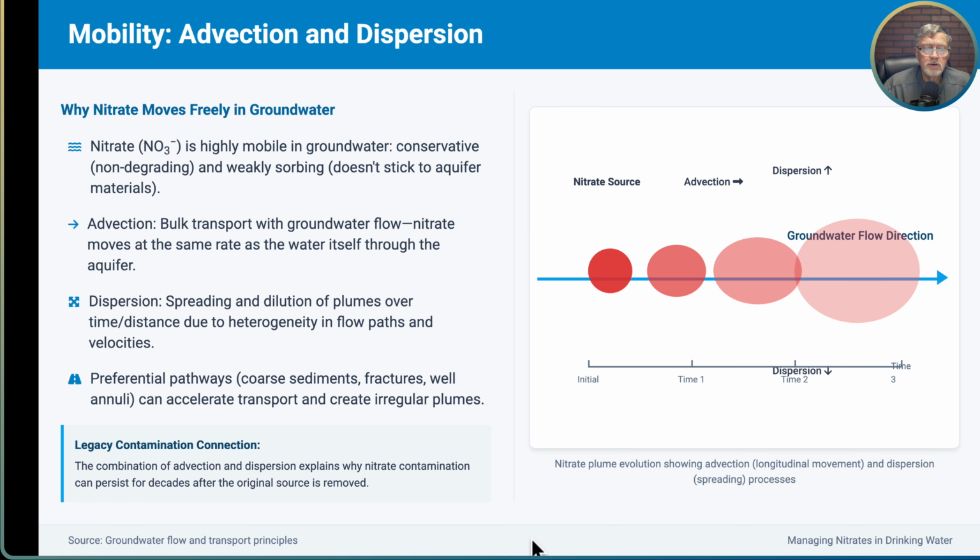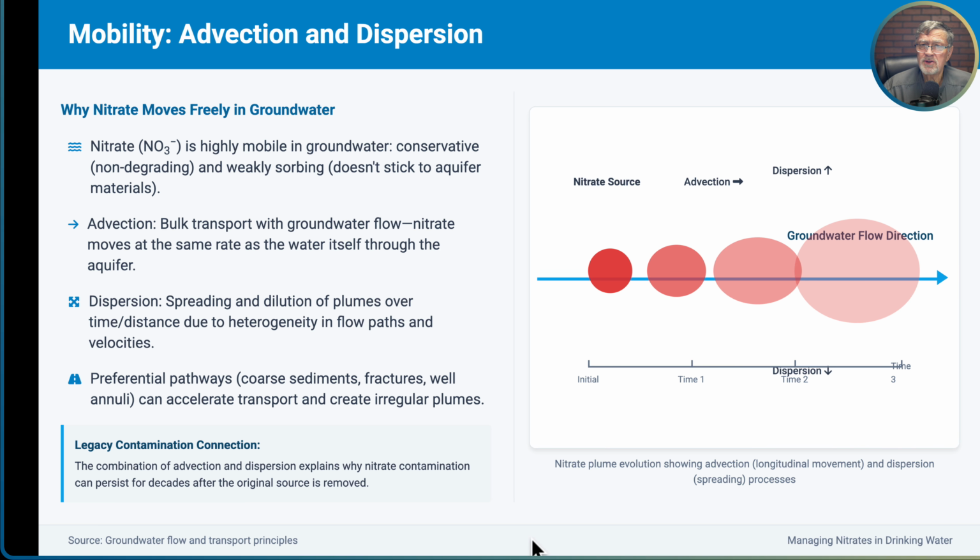So, bulk transport, advection. With groundwater flow, the nitrate moves at the same rate as water itself through the aquifer. And dispersion: it'll spread and dilute itself in plumes over time and distance due to the heterogeneity of flow paths and velocity. So you'll see this dispersion effect, and that's illustrated in the chart to the right here. You can see over time as it moves, the concentrations will get lower, but they'll spread out over bigger areas.